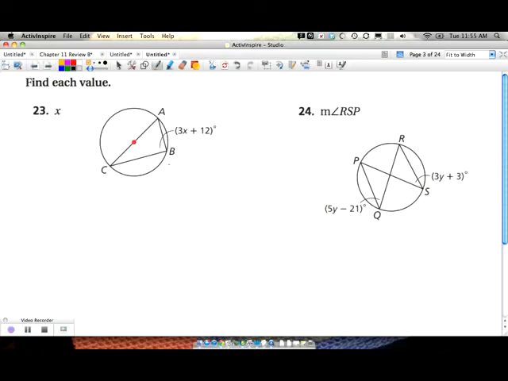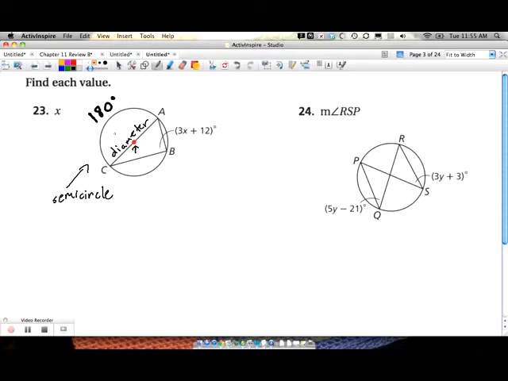Next, find each value, x. Oh, that's easy enough. If we look at this line, I know something special about this line. It passes through the middle. And that makes it a chord that goes exactly through the middle, or in other words, a diameter. Which also means that this is a semicircle. This is a semicircle from C to A. It means that that's going to be 180 degrees.